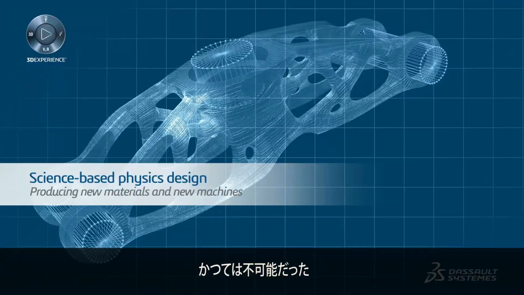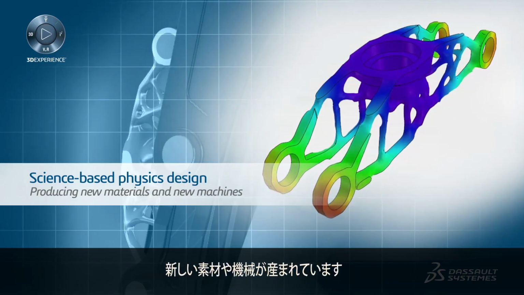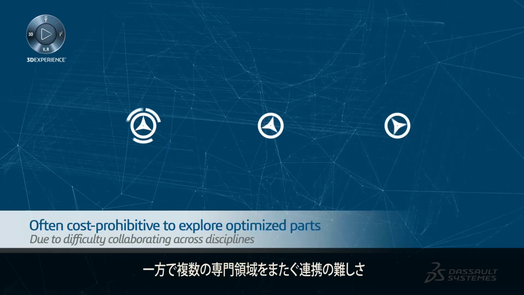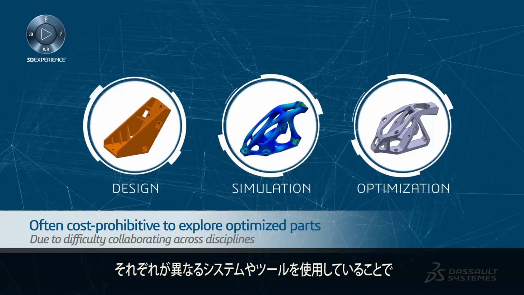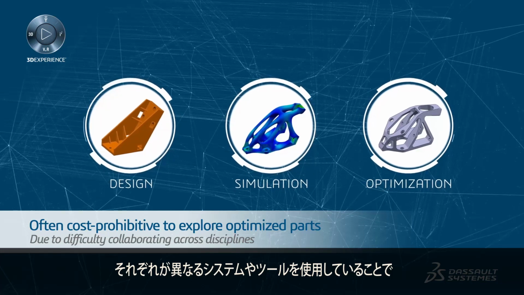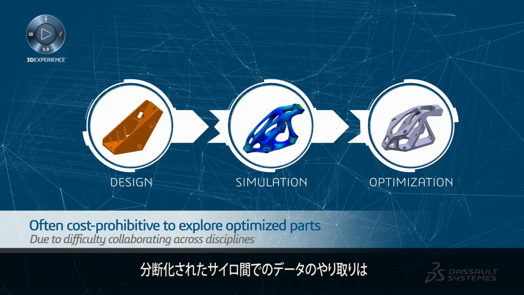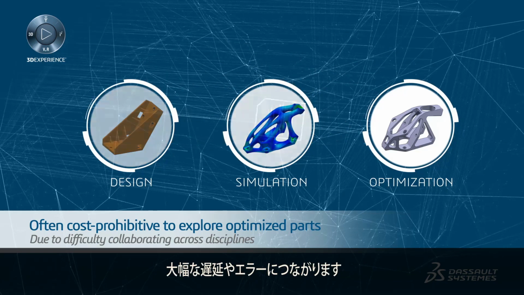Science-based physics design is producing new materials and new machines to make the once impossible or difficult using conventional approaches possible. However, it is often cost-prohibitive to explore these optimized parts due to the difficulty of collaborating across disciplines and using all the different systems and tools that are required. This type of individual silo approach can cause huge delays and errors in data translation.